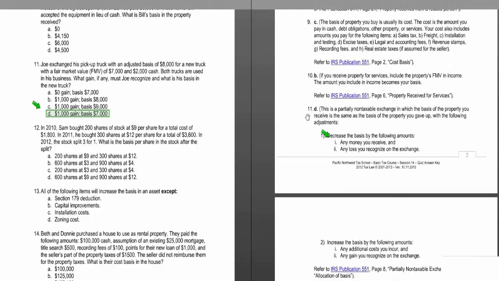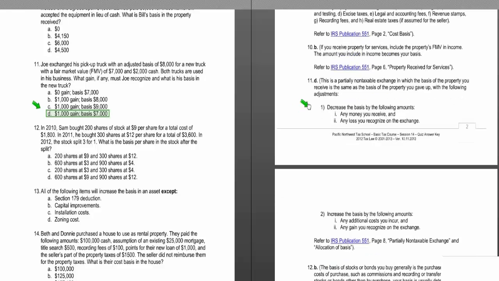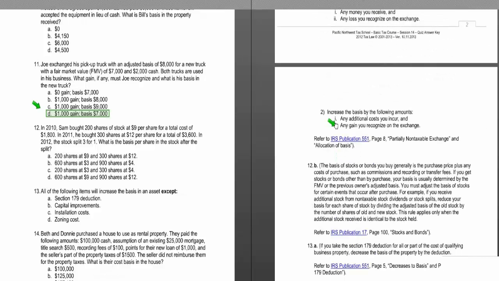And if you just want to see the kind of legalese behind it, we call this a partially taxable exchange because the basis of the property you receive is adjusted by, let's read this again. This is a partially non-taxable exchange in which the basis of the property you receive is the same as the basis of the property you give up, with the following adjustments. Number 1, you decrease the basis by the following amounts: any money you receive and any loss you recognize on the sale. Well, there was no loss on the sale, but there was money received. So we'd have to reduce the basis by the money that was received, and we have to increase the basis by any gain that you recognize on the sale.